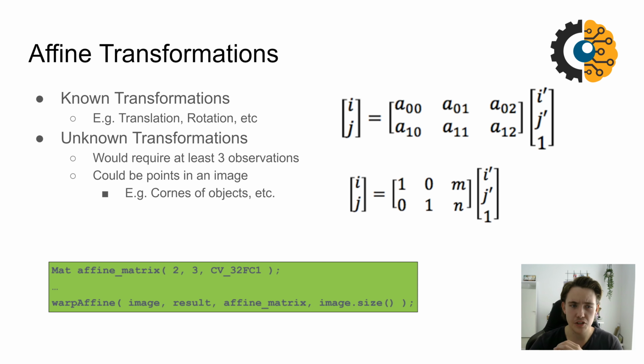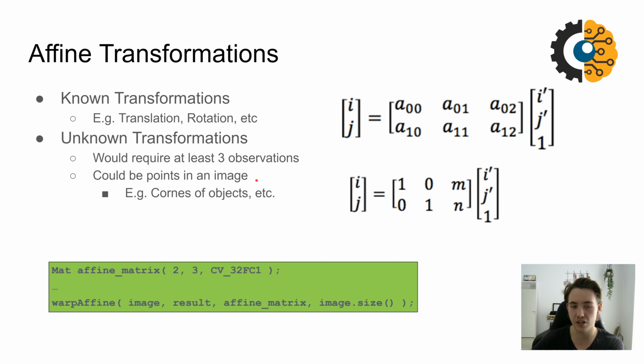So one of the transformations that we're going to focus on here is the affine transformation, where we have a known transformation where we can translate, rotate, etc. We have our transformation matrix over here that we can then apply to our image, and then it will create a new image that is translated compared to the input image.